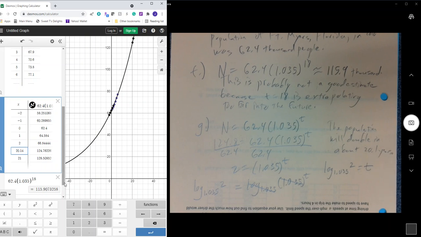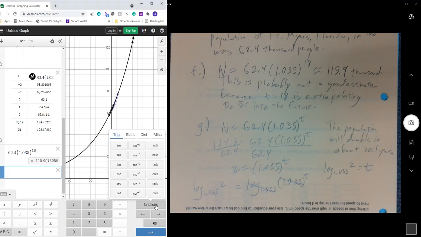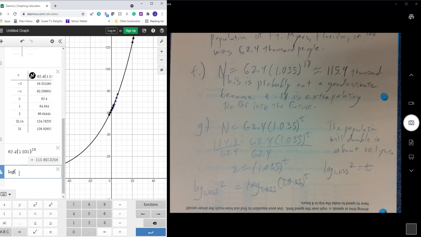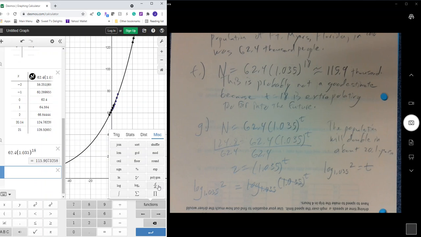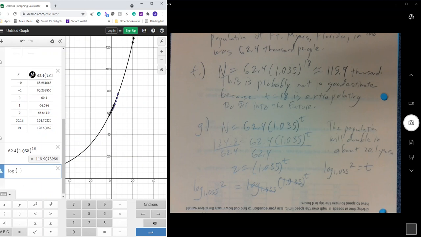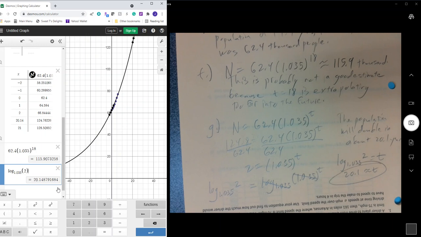Now we need to put this in our calculator. So we go here to functions, we go to miscellaneous, and we click on log. Now we need the base of the log as well. Okay, I made a slight error. We do click on functions, but when we go to miscellaneous, we'll go log A because we need to change the base. So we would type in the base of 1.035. Then we would click on this parenthesis here, the number 2, and we would get approximately 20.1. So 20.1 is approximately equal to t. So that's how we get the answer using it by hand.